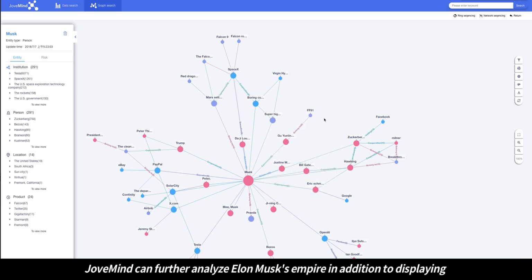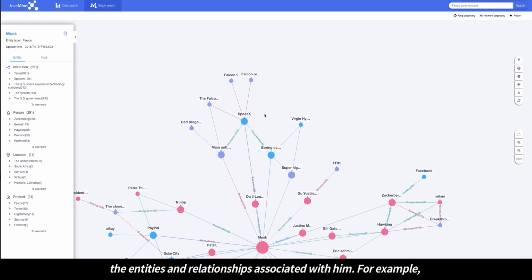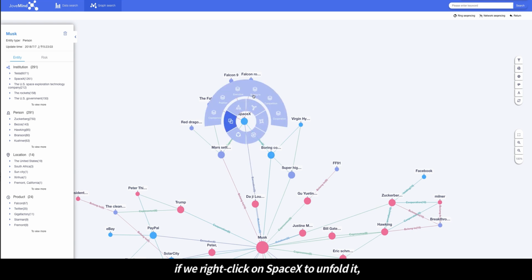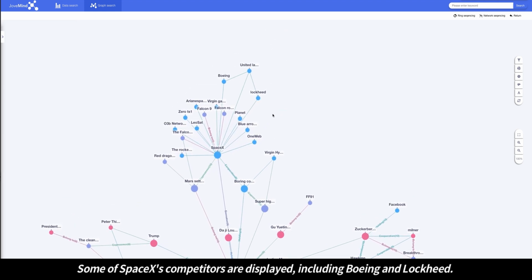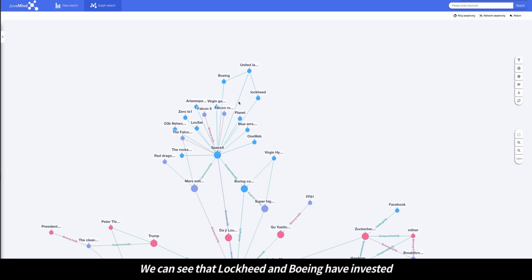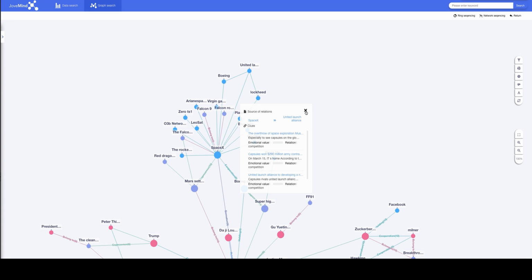JoveMind can further analyze Elon Musk's empire in addition to displaying the entities and relationships associated with him. For example, if we right-click on SpaceX to unfold it, we'll only see its corresponding competitive relationships. Some of SpaceX's competitors are displayed, including Boeing and Lockheed. We can see that Lockheed and Boeing have invested in a company called United Launch Alliance to compete with SpaceX.